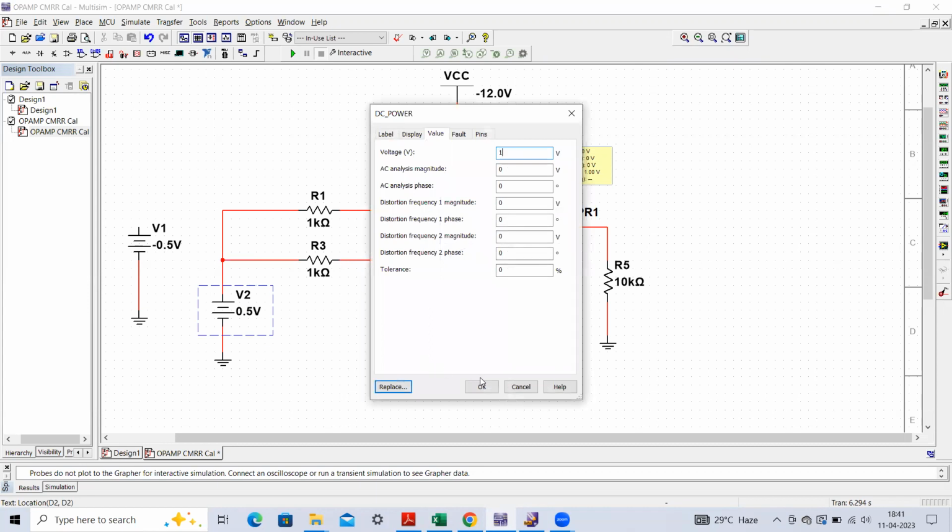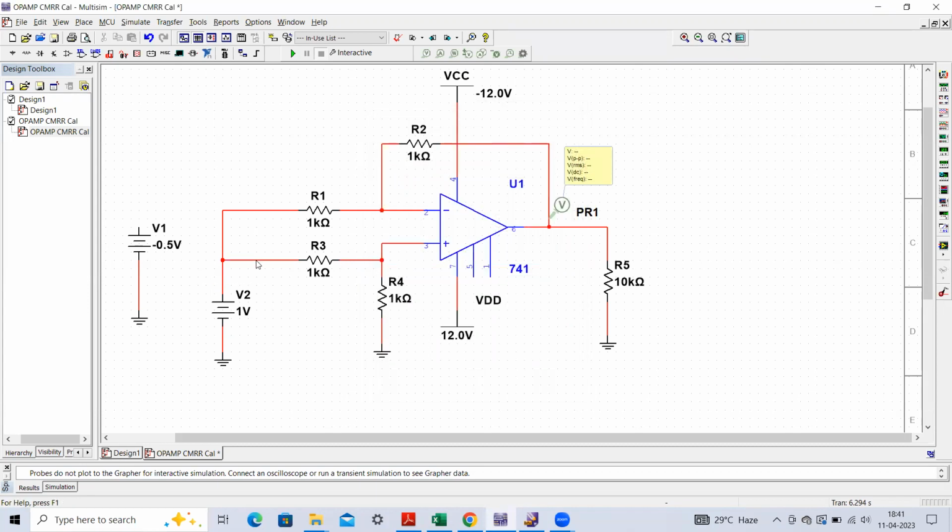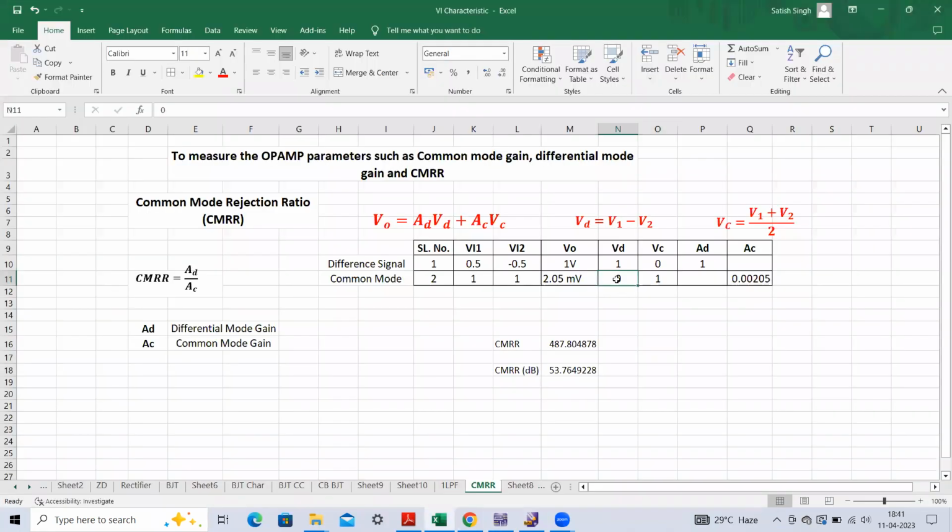So here you can see, because both the input signals V1 and V2 are now 1 volt, 1 minus 1 will give you the difference signal equal to 0. So that I have written over here. Here you can see this difference signal will be 0. Now what happened to this common mode signal? This common mode signal is nothing but V1 plus V2 divided by 2. Okay, it is the average value. So 1 plus 1 becomes 2, 2 divided by 2, it will be 1. So this common mode signal, now here you can see, is 1 volt.